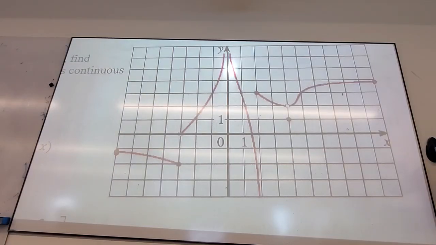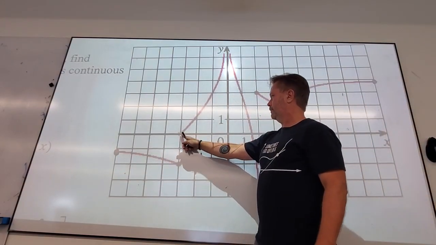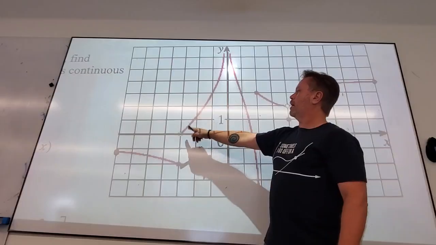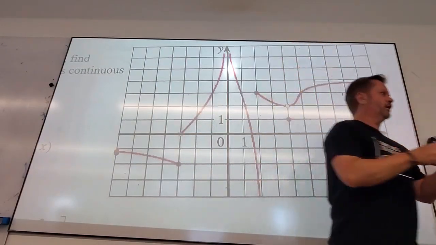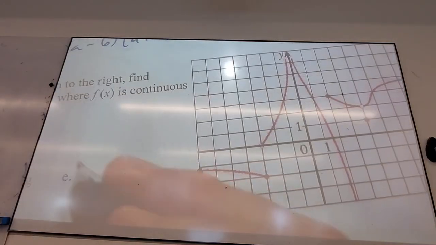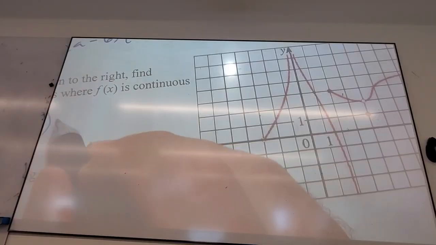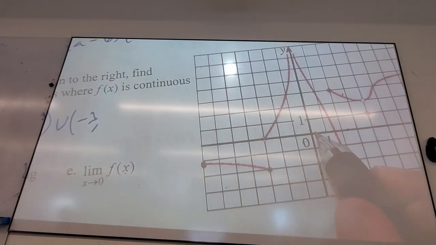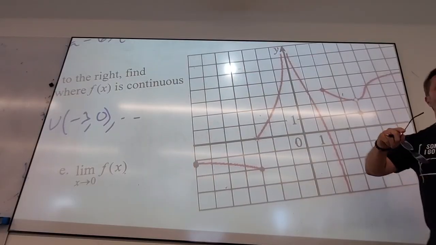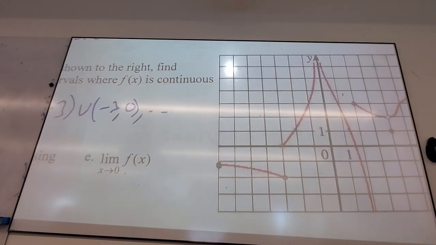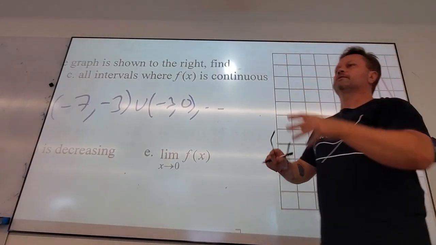You're just going to have a bunch of little intervals. Start at -7, stop at -3. Start at -3, stop at 0. Start at 0, stop at 2. So where's the first place this is continuous? -7 up to -3. Start at -3 up to 0. Keep going. So if you can find out where it's discontinuous, you can list all the intervals where it's continuous. They just start and stop where the discontinuities are.